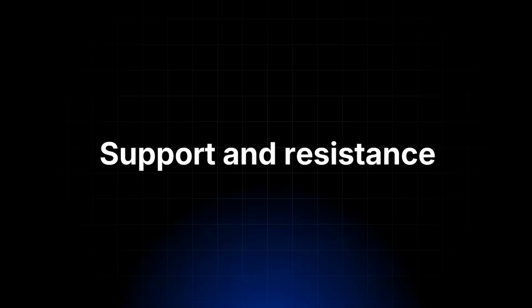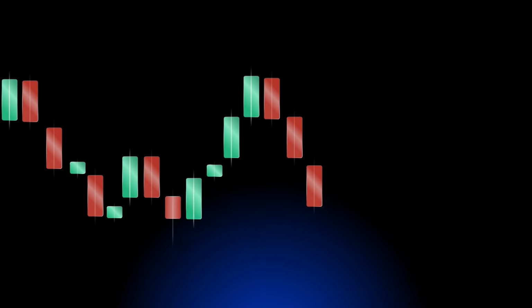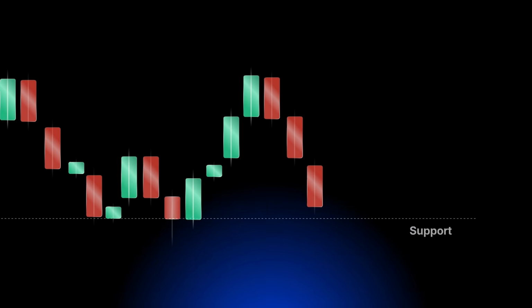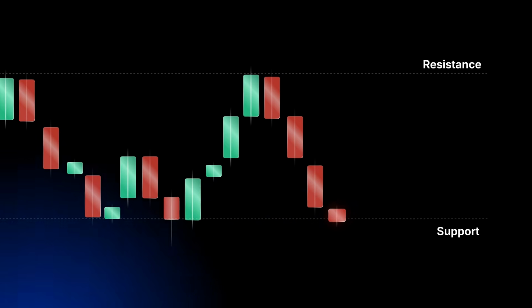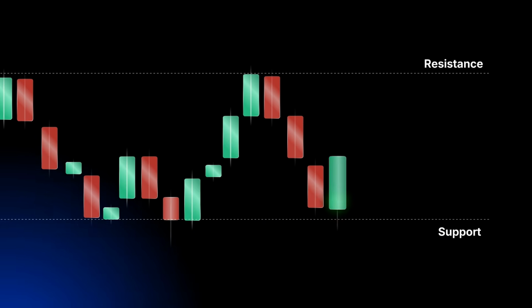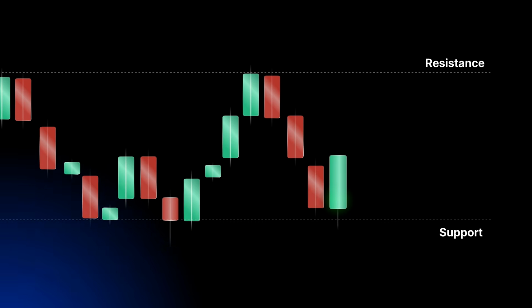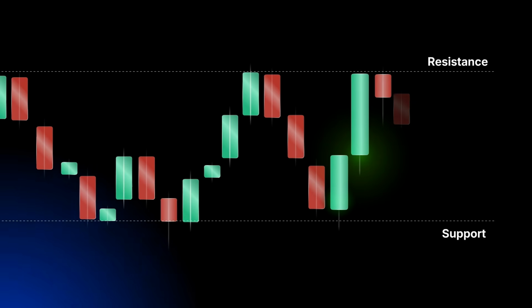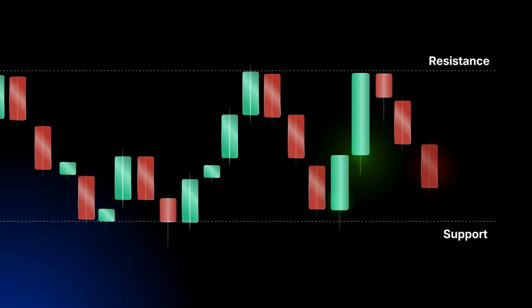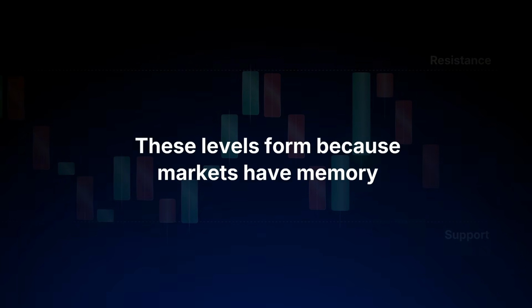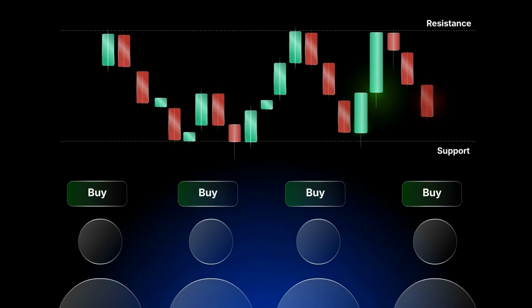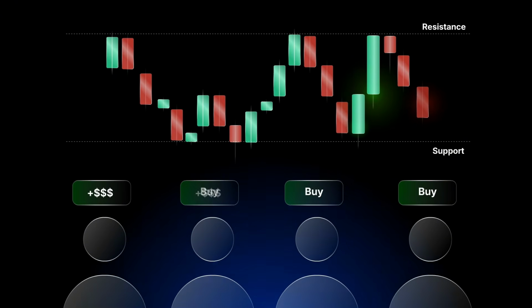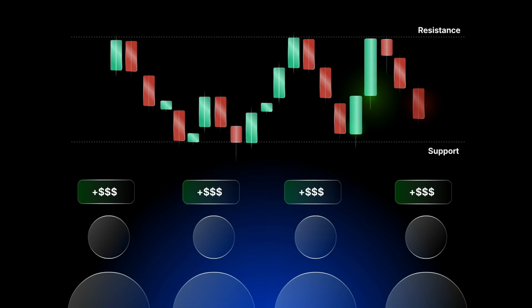Support and resistance. Two of the most important concepts in chart analysis are support and resistance. Support is a price level where buying interest tends to increase, causing price to pause, and resistance is a level where selling pressure tends to increase, causing price to stall or reverse. These levels form because markets have memory. Traders remember previous reaction points and often act around those areas again.